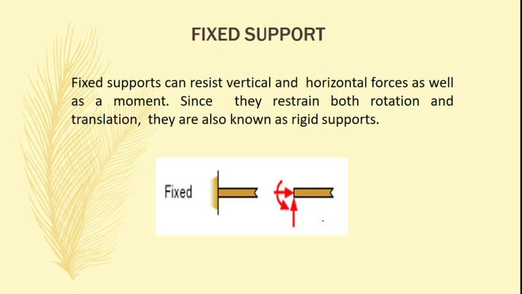Now what is fixed support? Fixed support can resist vertical and horizontal forces as well as the moment. Okay, that is why we get this type of reaction forces, where one reaction force is perpendicular to the surface, one is parallel to the surface, and we get another moment as a reaction. Okay, because the rotation is also restrained.